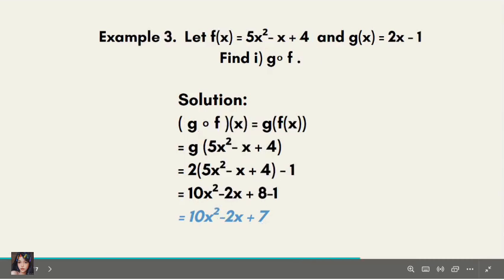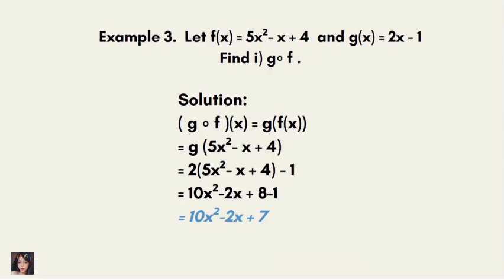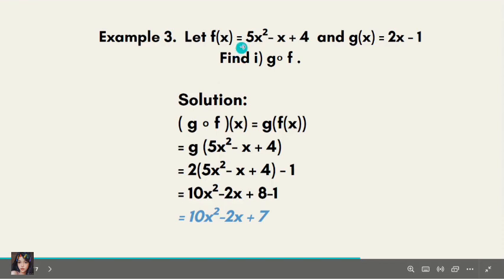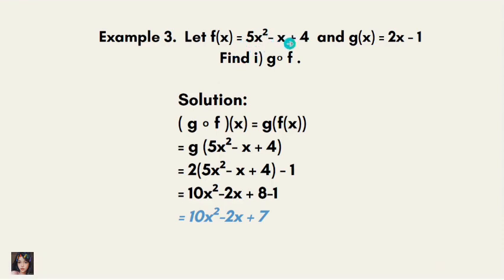So another one. Let f of x equal 5x squared minus x plus 4, and g of x is equal to 2x minus 1. Find g composed of f. So g composed of f of x is equal to g of f of x.